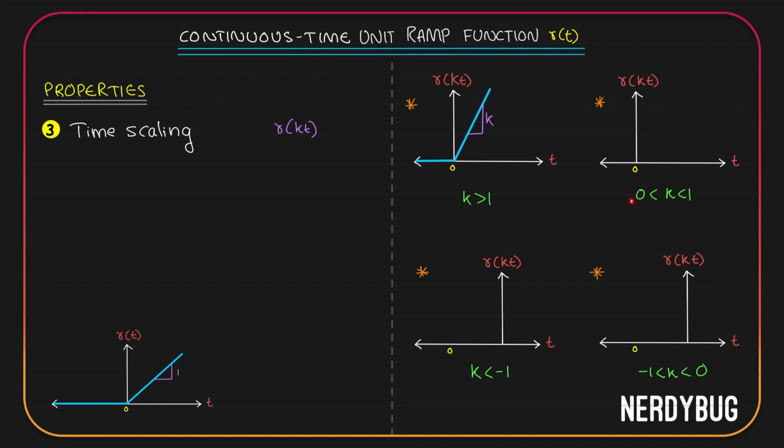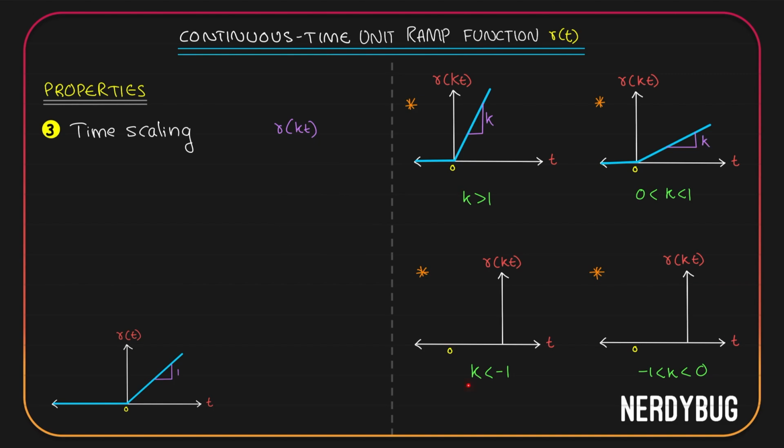In the next case, we are taking 0 less than k less than 1. Let's take an example, r of 0.5 t. If I take t equal to 0, I still get r of 0. If I take t equal to 1, I'm only getting r of 0.5. If I take 2, that's when I actually get r of 1. So it's a bit slow. That means the slope will decrease. Graphically, we can show it like this. The slope will be less than 1.